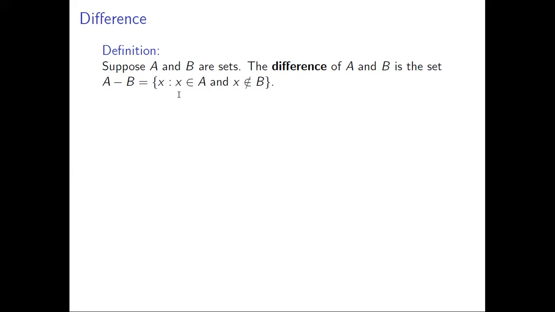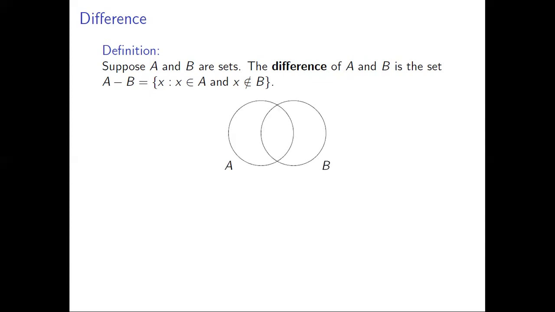It's not going to be part of the solution. So you start with things that are in A, and then you remove everything that's in B. Okay, so again, all things that are in A but not in B. So you start with things that are in A, but you remove everything that happens to be in B.